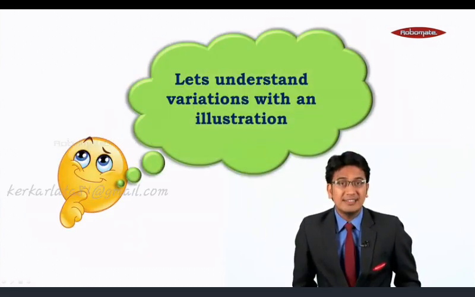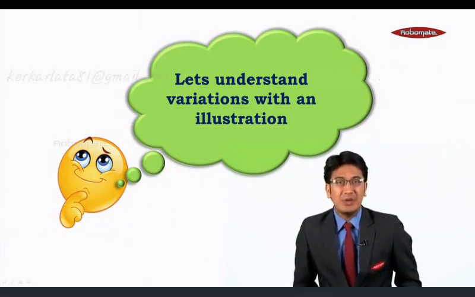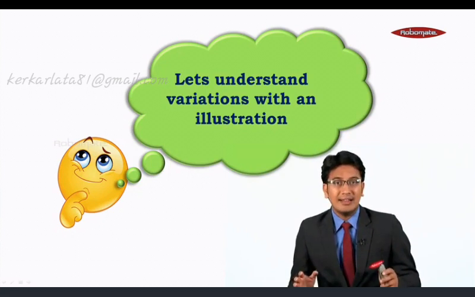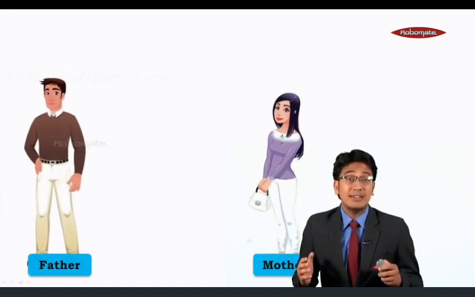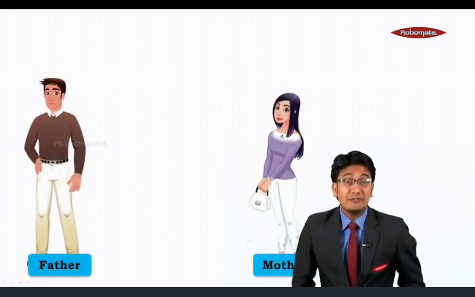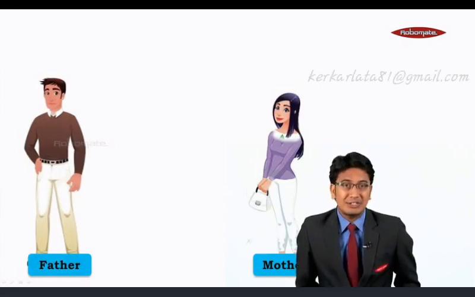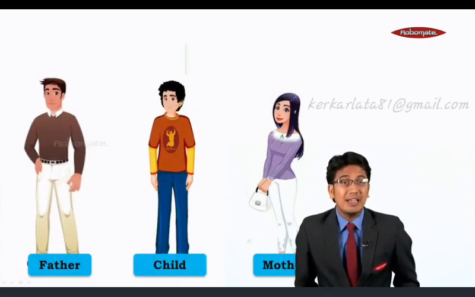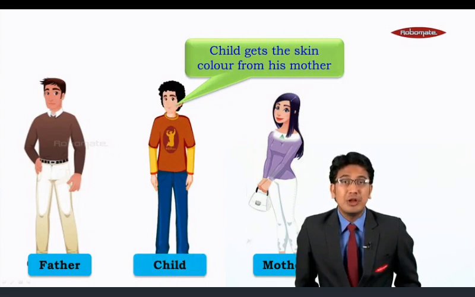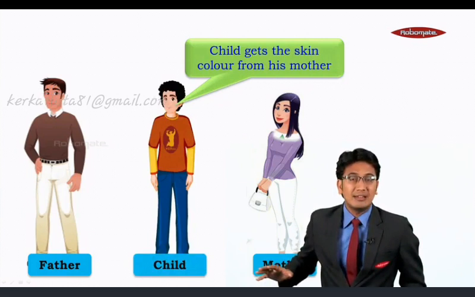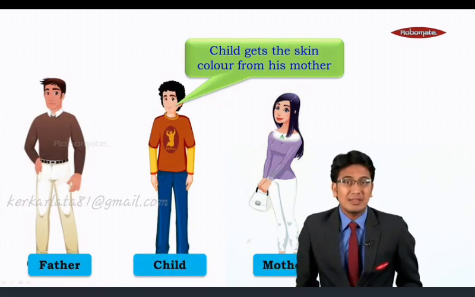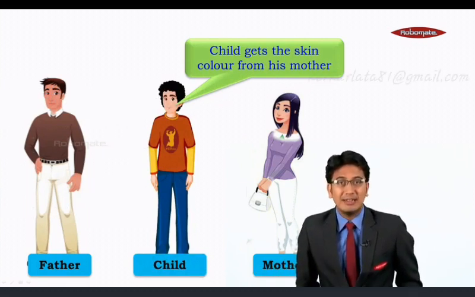To understand this, let's take an illustration. Let's understand variations with an interesting illustration. There is a male and a female, and they got married. After marriage, they reproduced, and after reproduction, they gave birth to a beautiful boy. So the male becomes a father, the female becomes a mother, and they have a child.